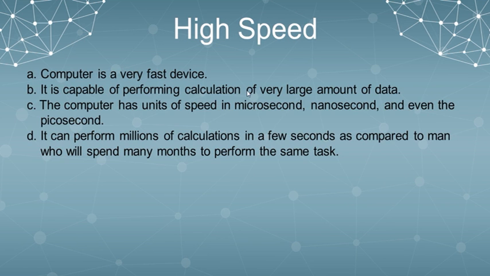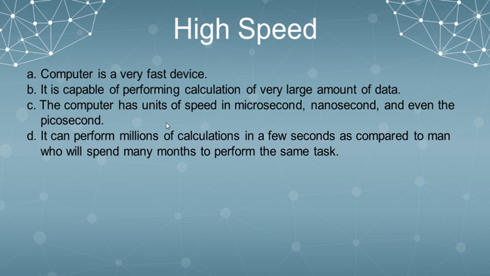So let's begin by discussing each advantage. First thing, high speed. A computer is a very fast device. Yes, as compared to human beings, a computer really works fast. That's why we are using computers. It is capable of performing calculations on a very large amount of data. I mean to say a computer can process billions and trillions of pieces of information together within a nanosecond or picosecond, I mean a small slot of time.